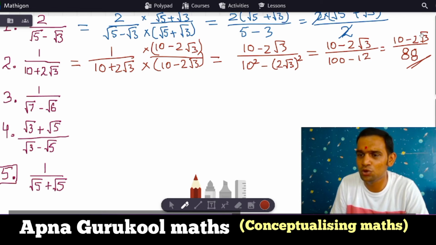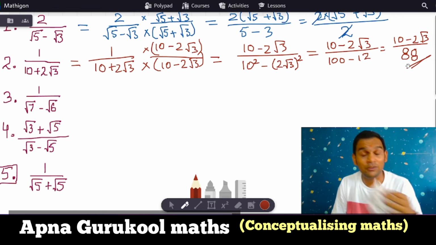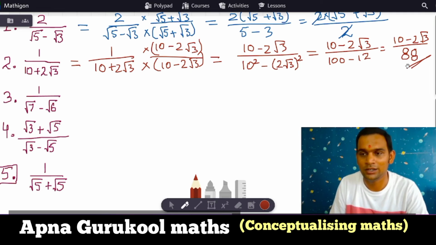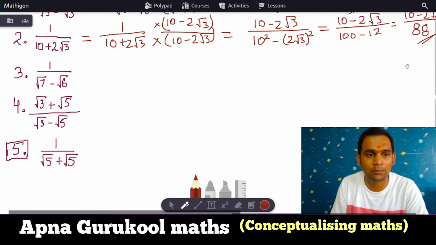As you can see, there are 2 common factors in the numerator. You can bring it out and you can further simplify also. So that is how we simplify, rationalize the denominator. Let's get going to the third problem.